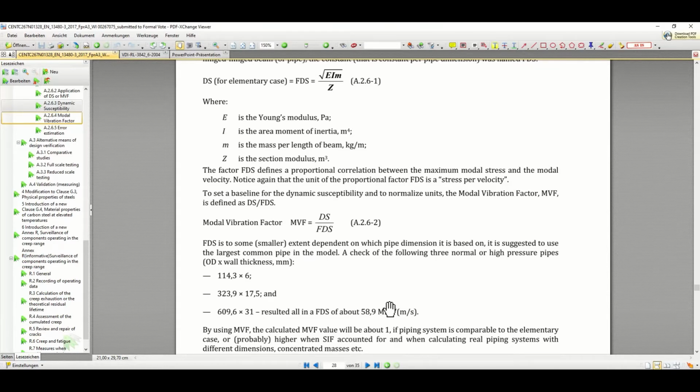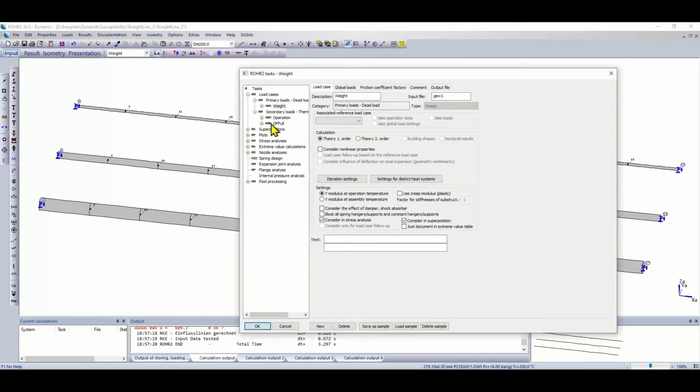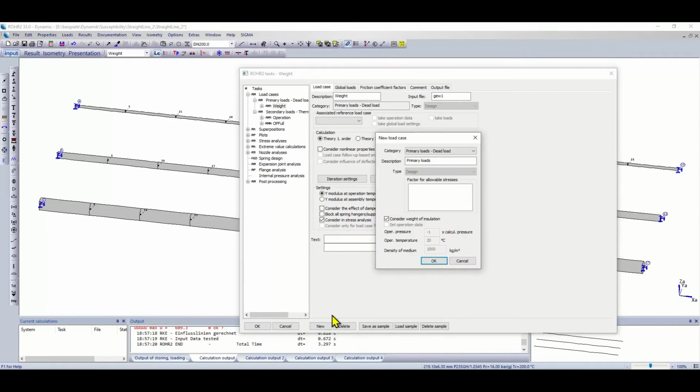Okay, let's try to do that with ROHR2, measuring the dynamic susceptibility of a straight pipe. Here I have a model that I've built of three pipes with different DN: DN 400, 200, and 80. The length is 20 meters, simply supported at both ends. In order to calculate the dynamic susceptibility, the first step is to create an eigenvalue calculation. In this case, I have two operation load cases, an empty and a full one, so I will also create two eigenvalue load cases, one with the eigenvalues for the full system, and one with the empty state.